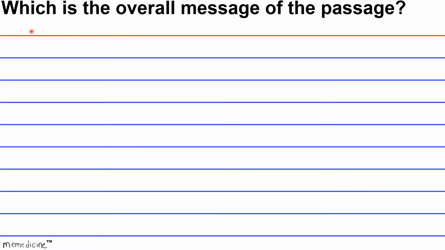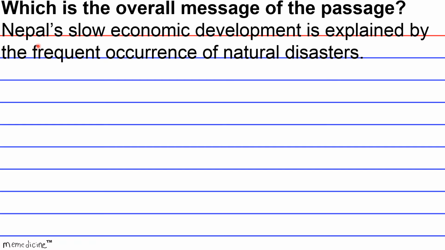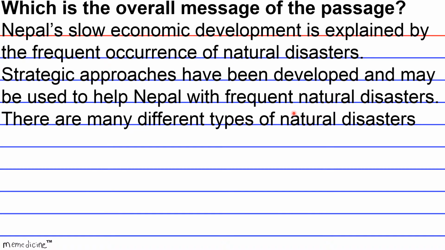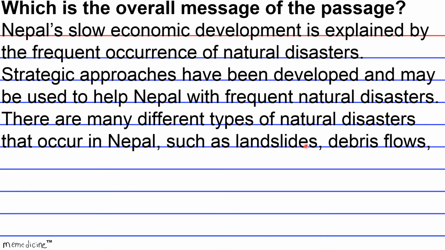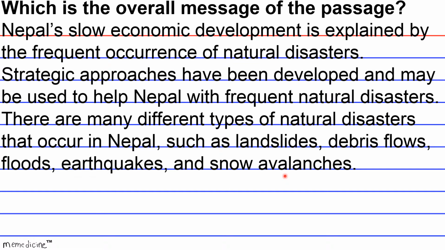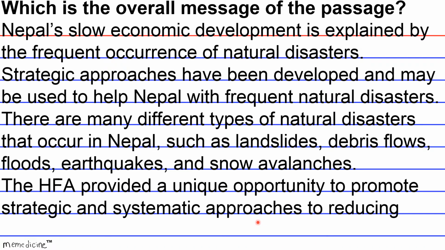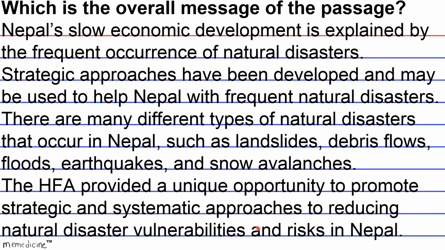Which is the overall message of the passage? A. Nepal's slow economic development is explained by the frequent occurrence of natural disasters. B. Strategic approaches have been developed and may be used to help Nepal with frequent natural disasters. C. There are many different types of natural disasters that occur in Nepal, such as landslides, debris flows, floods, earthquakes, and snow avalanches. Or D. The HFA provided a unique opportunity to promote strategic and systematic approaches to reducing natural disaster vulnerabilities and risk in Nepal. Definitely press pause if you need to, and I'll give you a moment to think. It may be helpful to open up a second window to view the reading of this passage and find the specific text to help support your answer choice.